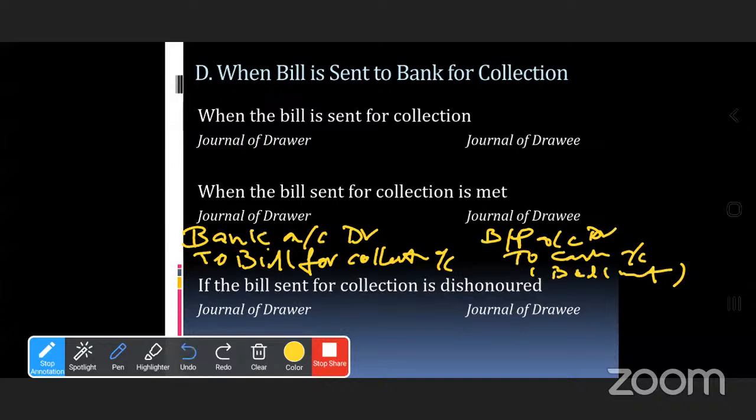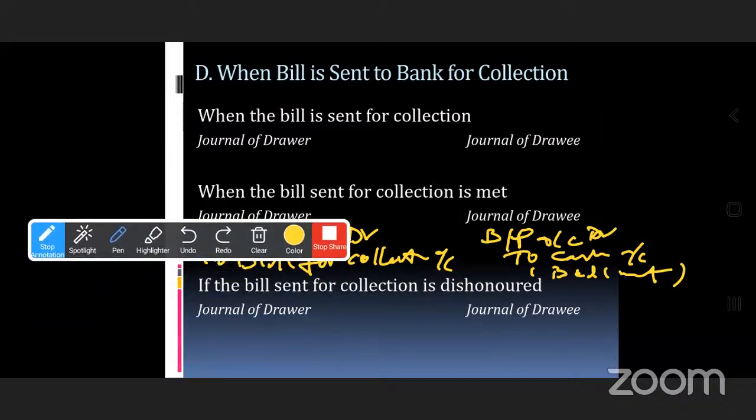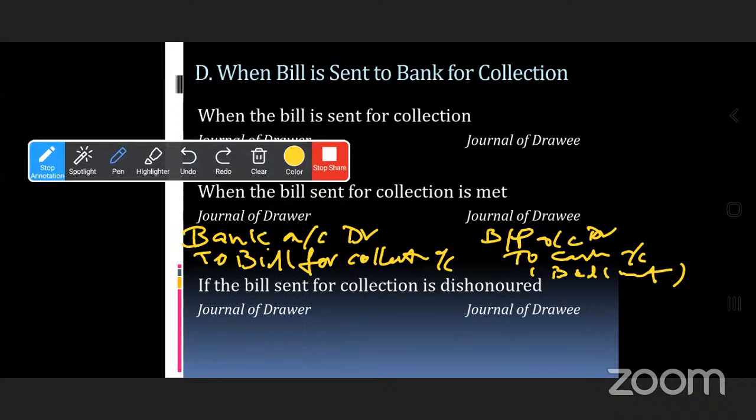And if the bill sent for collection is dishonored: sometimes the drawee pays the bill before the due date. Sometimes the drawee may fail to pay the amount on the due date. Now that bill will get dishonored.